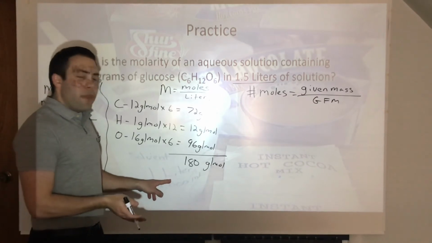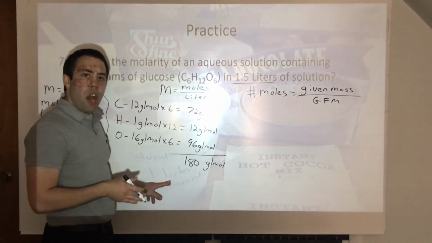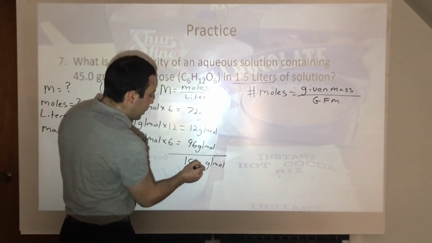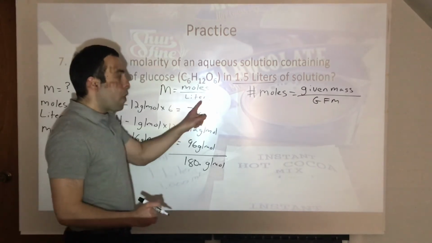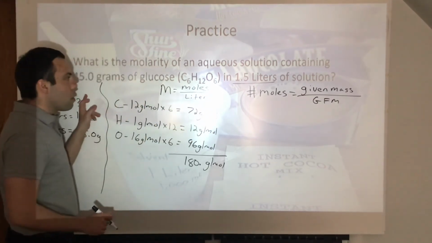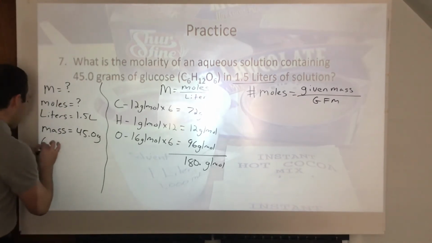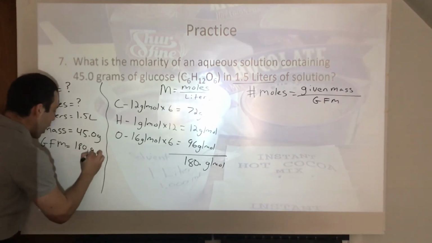With significant figures, when you're adding and subtracting, the rule is you round to the least number of decimal places. So since there are no decimal places, just put a decimal point there, 180 decimal grams per mole. From there, we could do our mole formula, 45 grams, and we have a new known value. Our GFM is 180 grams per mole.